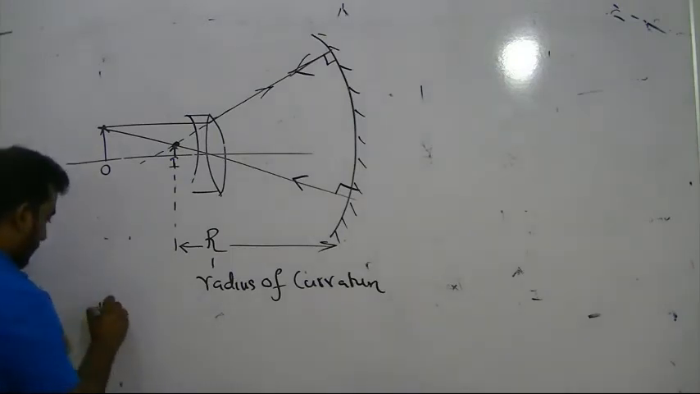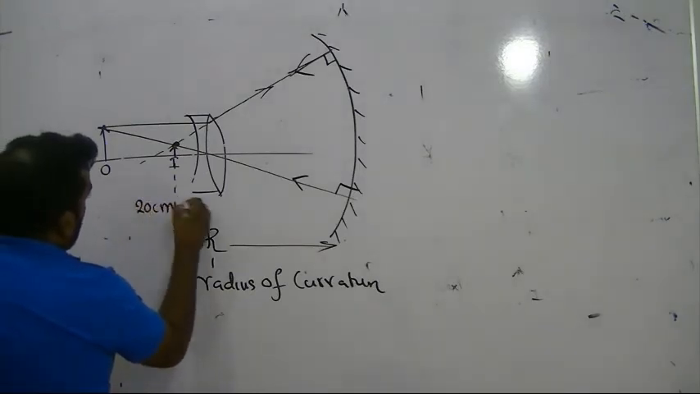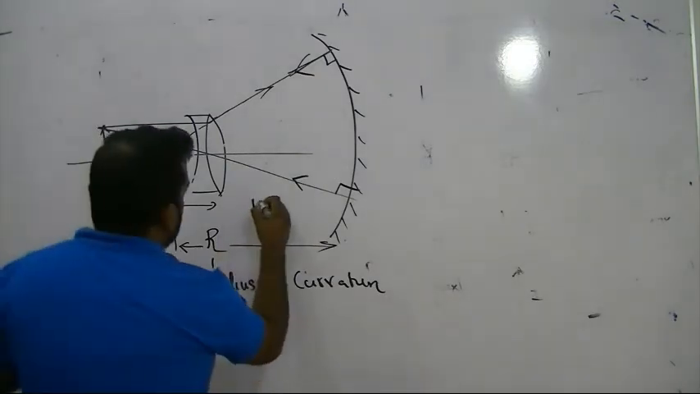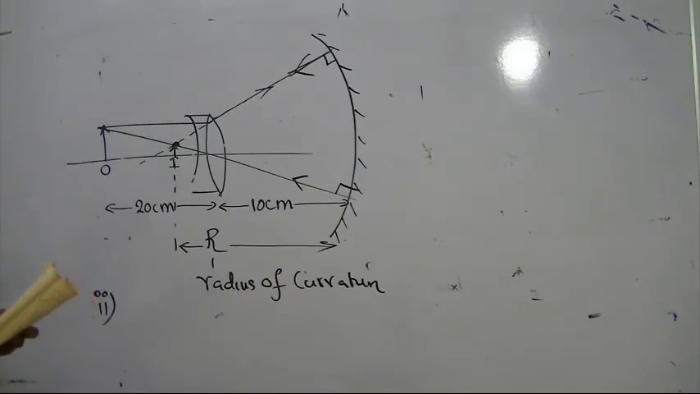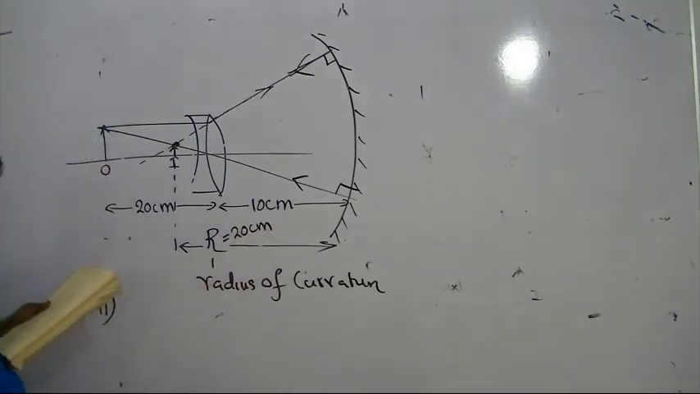Roman number 2. In such an arrangement, the distance to the object pin and to the concave mirror from the lens combination are found to be 20 and 30. Object pin 20, and this is 10. Okay, that is 10. If the radius of curvature of the concave mirror is 20, nice. Calculate the focal length of the combination.